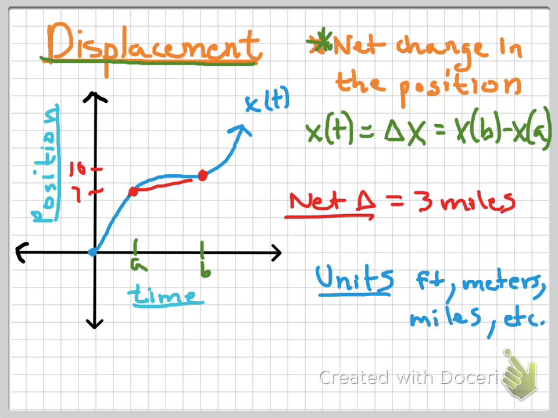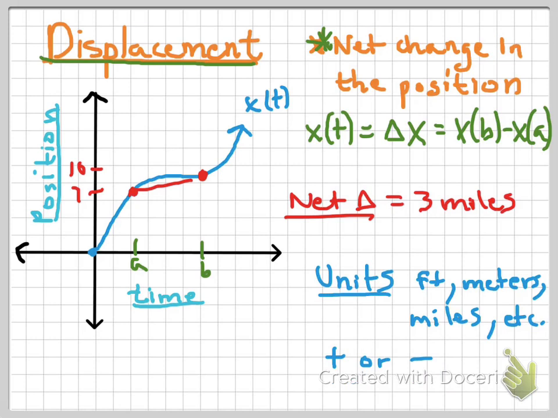And the answer can be either positive or negative depending on which direction it moved, if it went backwards or forwards. So you can get a positive or a negative answer for these problems. So this is kind of what displacement is all about. And when we graph it as a time and position graph, the units can be in feet, meters, miles, etc. And they can be positive or negative.